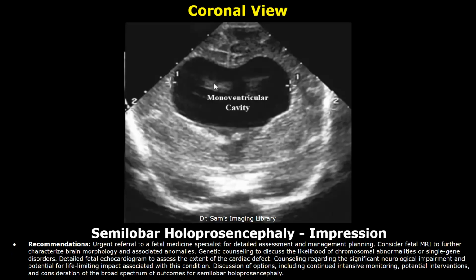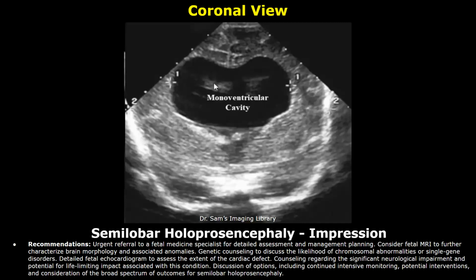Recommendations: urgent referral to a fetal medicine specialist for detailed assessment and management planning. Consider fetal MRI to further characterize brain morphology and associated anomalies. Genetic counseling to discuss the likelihood of chromosomal abnormalities or single gene disorders. Detailed fetal echocardiogram to assess the extent of the cardiac defect.